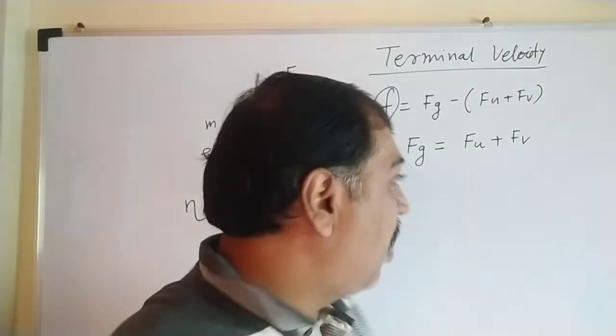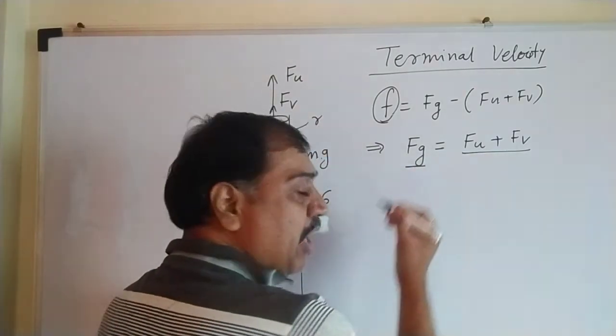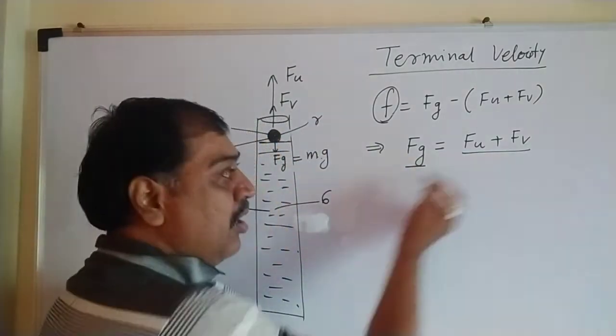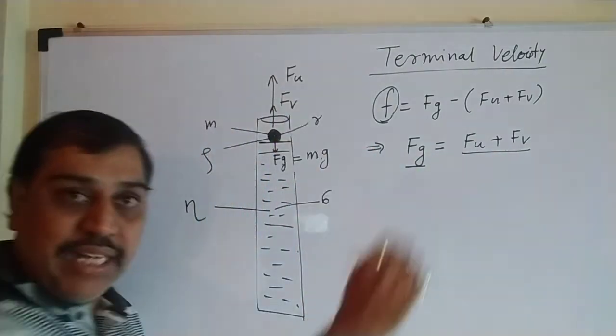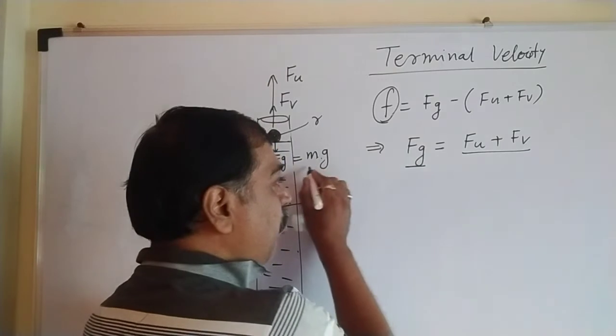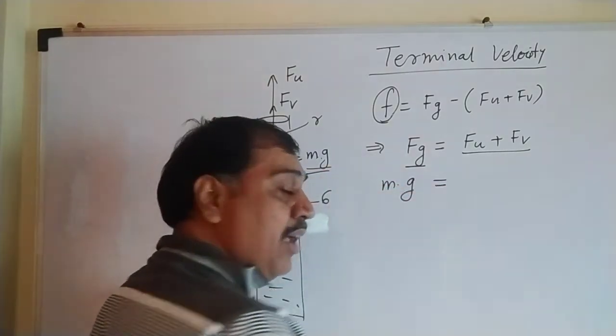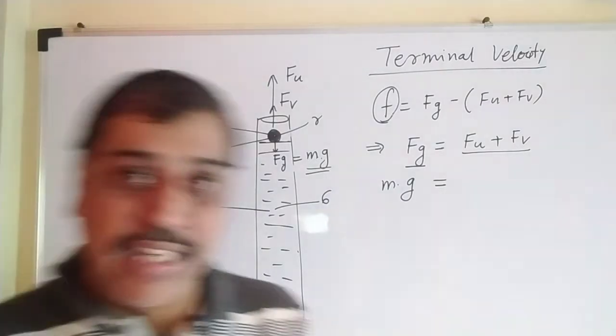Now the derivation. The total upward force must be equal to the total downward force. Fg is downward, and Fu plus Fv is upward, so we equate them. Now we have to put in the values. Fg equals mg, mass into acceleration due to gravity. Fu is the buoyant force.